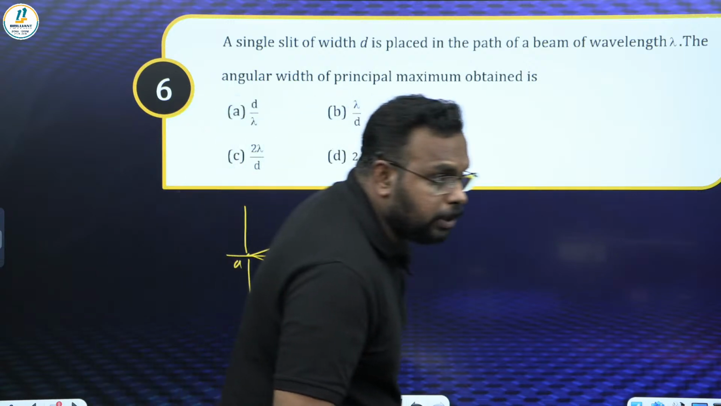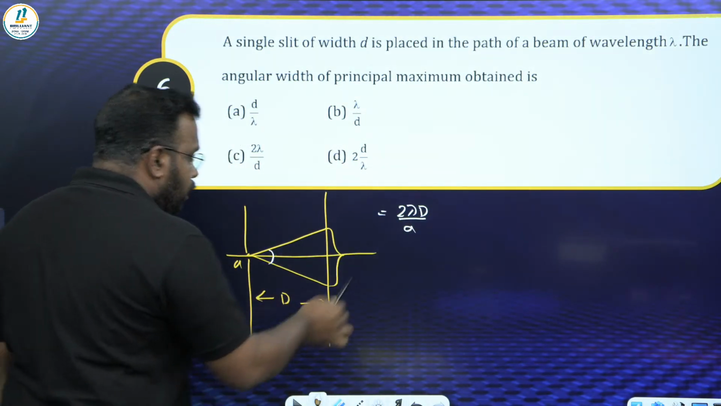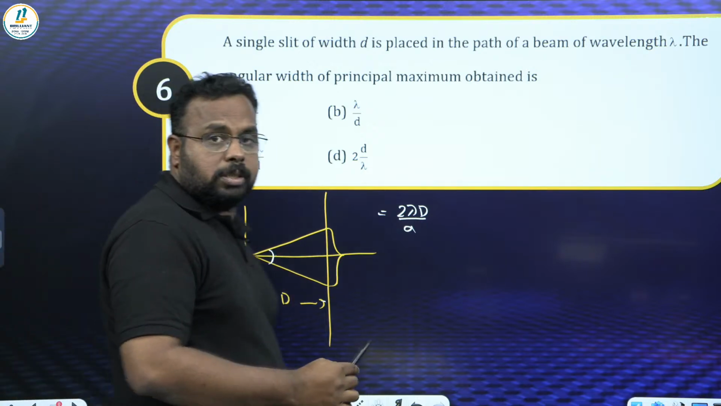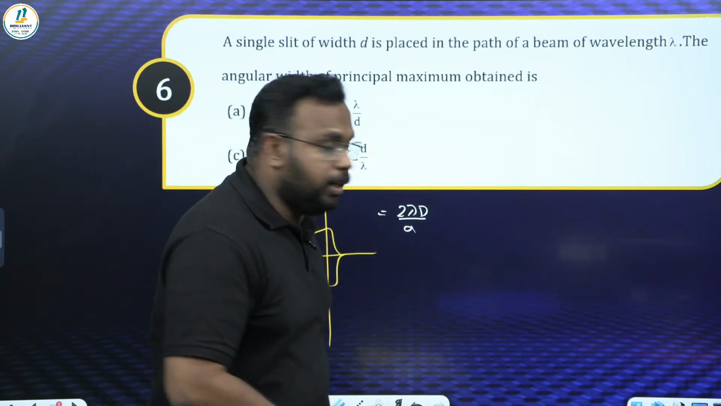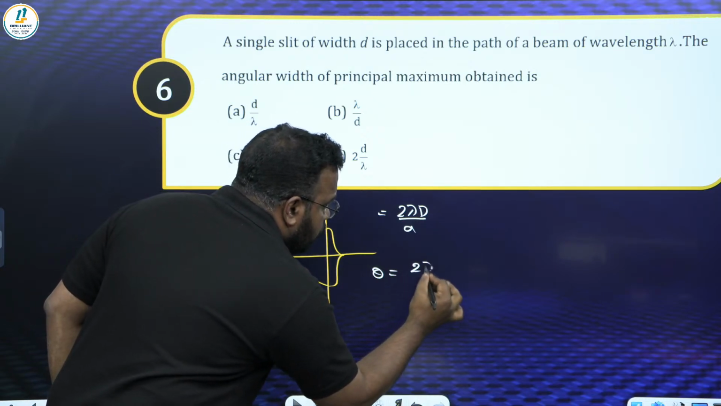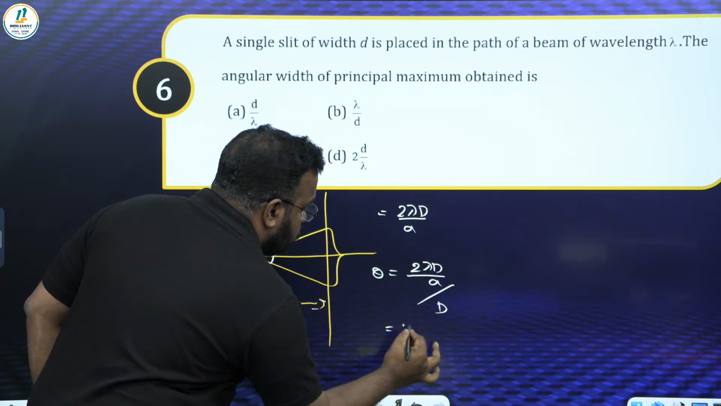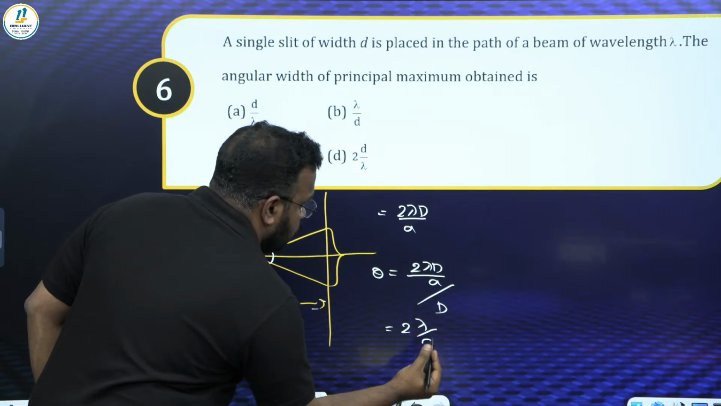Okay, I can see the comments. Very good. So angular width means this angle. To get that angle, we should divide it by the distance using the concept that angle is equal to arc length by radius. So angular width theta is equal to linear width by the distance D. So we get 2 lambda upon A.